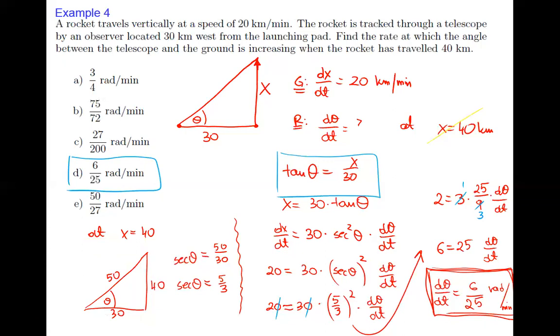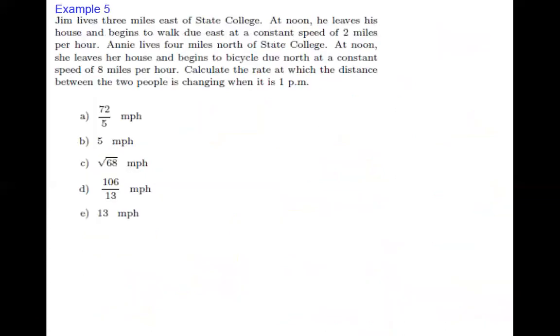Okay, and I have one more example. Jim lives 3 miles east from State College. At noon, he leaves his house and begins to walk due east at the constant speed of 2 miles per hour. Annie lives 4 miles north of State College. At noon, she leaves her house and begins to bicycle due north at the constant speed of 8 miles per hour. Calculate the rate at which the distance between the two people is changing when it's 1 p.m.